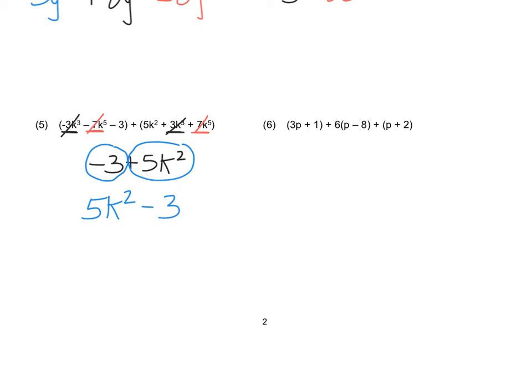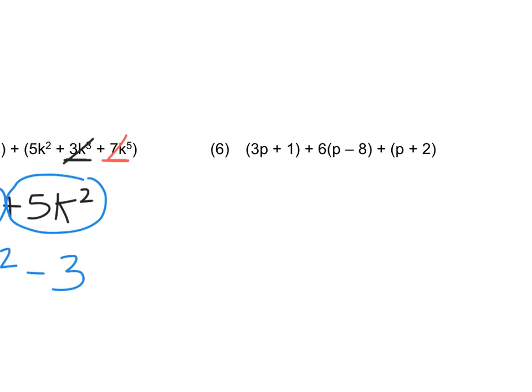Number 6 adds a little twist to it. We have the 3p plus 1, that's fine, but then here I have a 6 times p minus 8. What do you think I ought to do there? Distribute. So I'm looking at 3p plus 1 plus 6p minus 48 plus p plus 2. So I'm dropping all the parentheses because, as it turned out, they didn't really make a difference. They didn't serve any purpose aside from showing me that I had to distribute here. Once I've done that, I'm good.